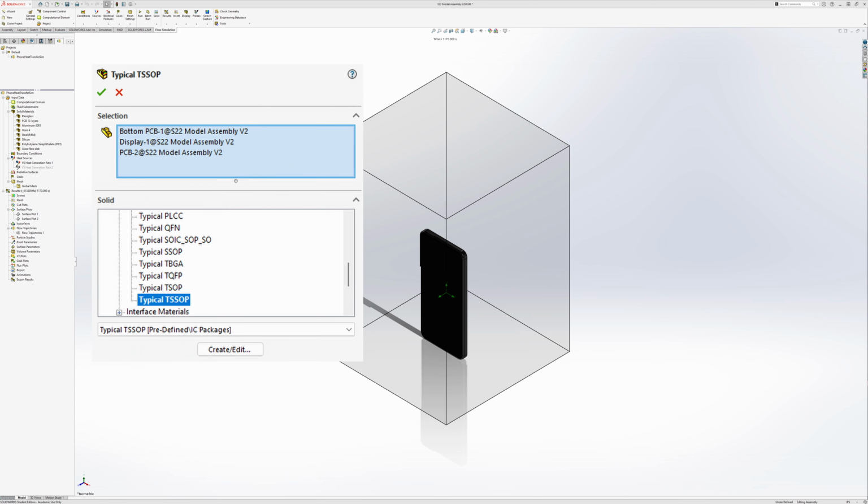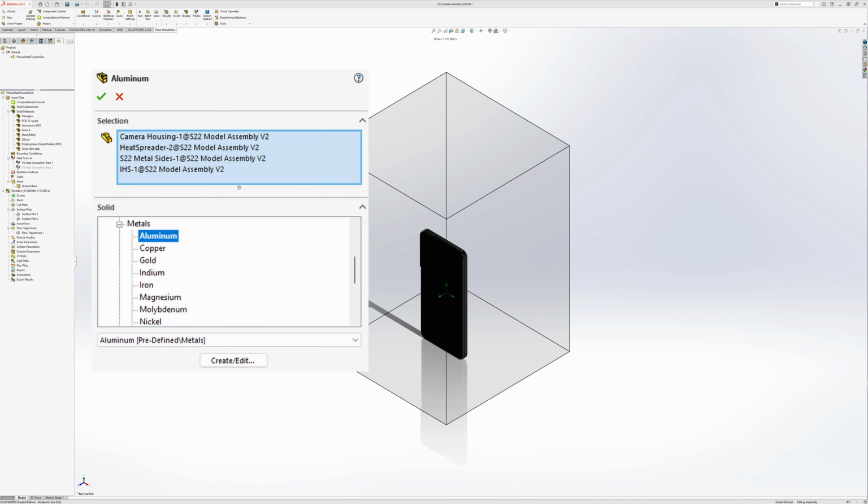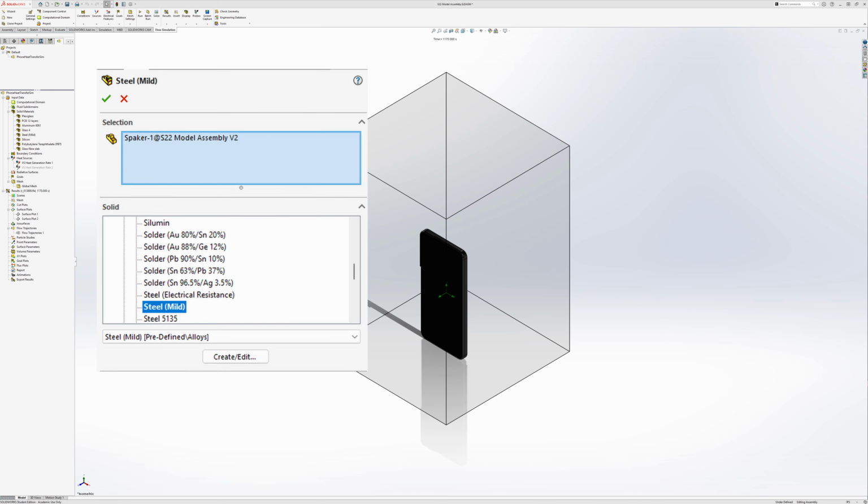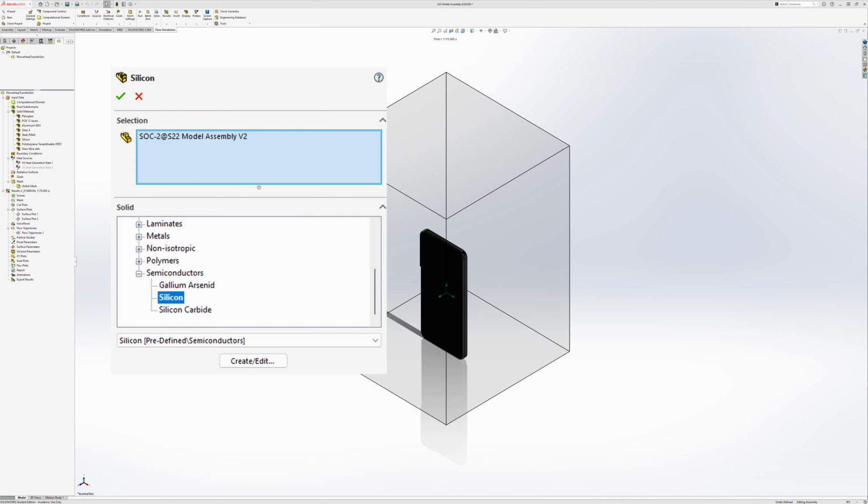We have typical TSSOP, which is for the PCBs. We have aluminum for the heatsink and the IHS for actually cooling the processor and phone. We have steel for the bottom speaker housing, as well as the speaker unit itself. We have silicon for the SoC itself, which tends to be made out of silicon.